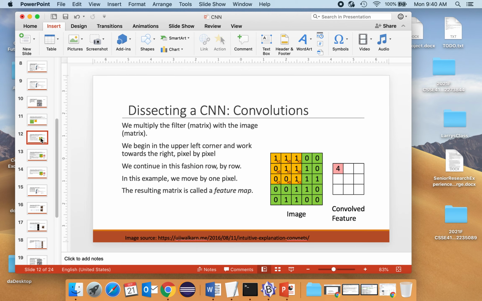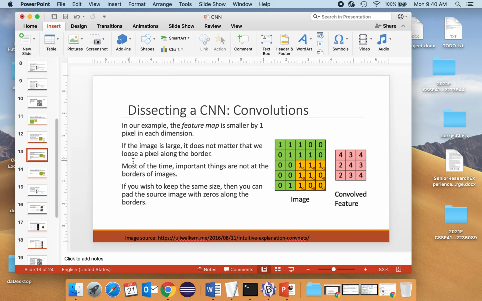So let's have a look at what that might produce as an output. So over here, if we multiply these things together, we have an output of 4. And we continue doing this until this entire feature map, as it is called, is filled up. So again, we do this row by row, 1 pixel at a time. You may notice that in our example, the feature map is 1 pixel smaller in each dimension.